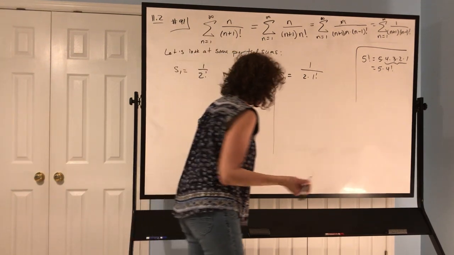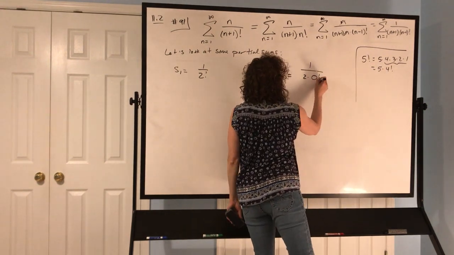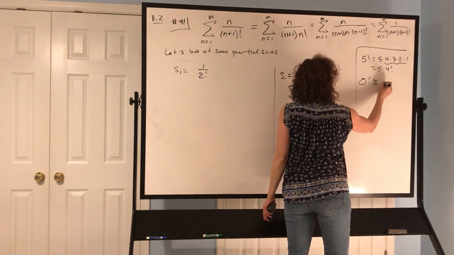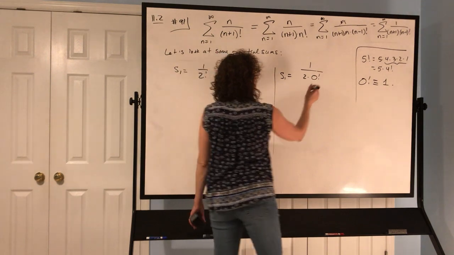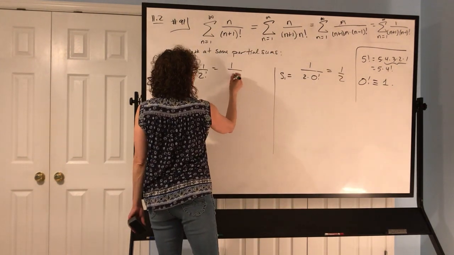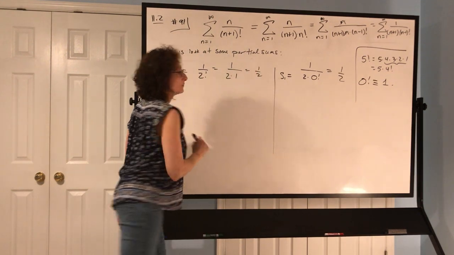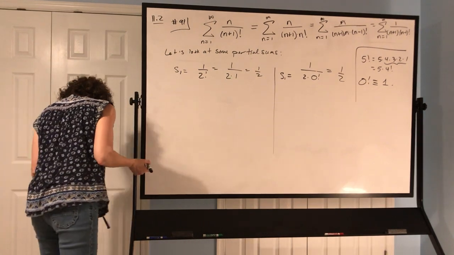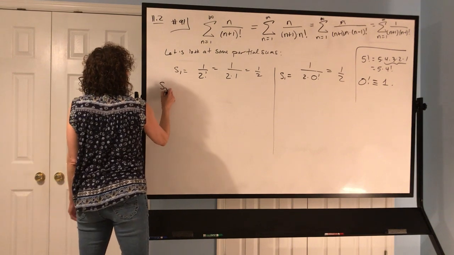It does make sense. 2 times, when n is 1, 0 factorial, right? What is 0 factorial? Good, defined to be 1. Excellent, very nice. We talked about that before. So this is 1/2. This is also 1/2, because what is 2 factorial? 2 times 1. We'll have fun with factorials, yes? 1/2. Okay.